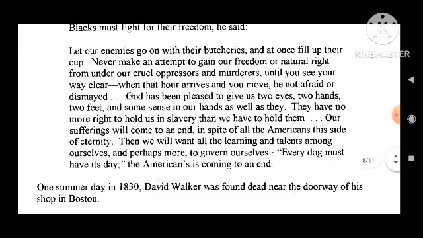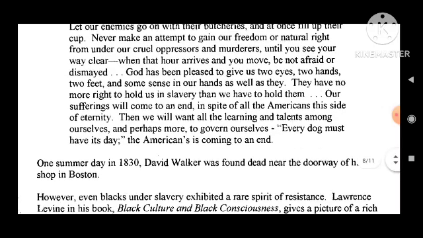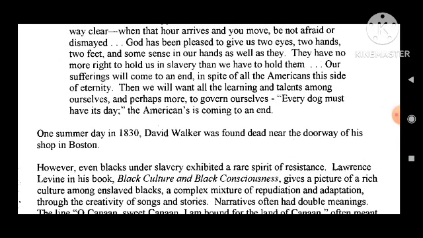Blacks must fight for their freedom, he said. Let our enemies go on with their butcheries and at once fill up their cup. Never make an attempt to gain our freedom or natural right from under our cruel oppressors and murderers until you see your way clear. When that hour arrives and you move, be not afraid or dismayed. God has been pleased to give us 2 eyes, 2 hands, 2 feet, and some sense in our heads as well as they. They have no more right to hold us in slavery than we have to hold them. As our sufferings will come to an end in spite of all the Americans this side of eternity, then we will want all the learning and talents among ourselves, and perhaps more, to govern ourselves.